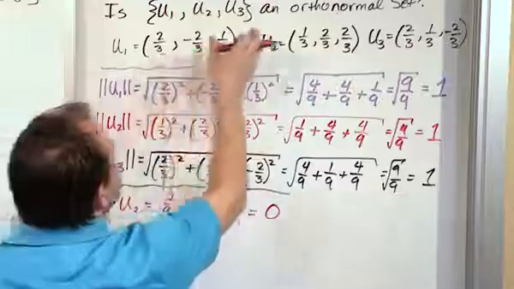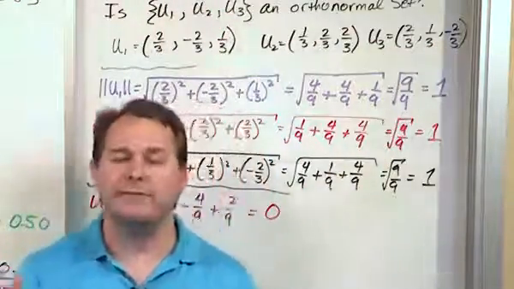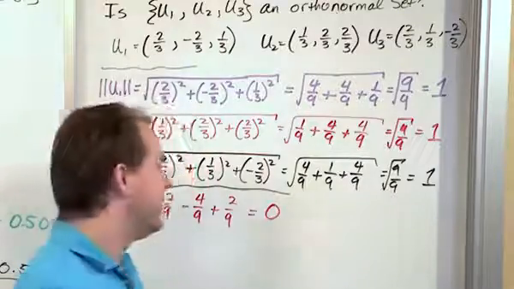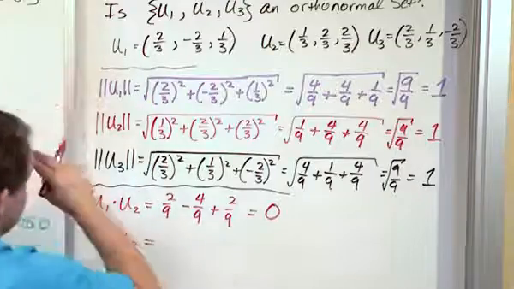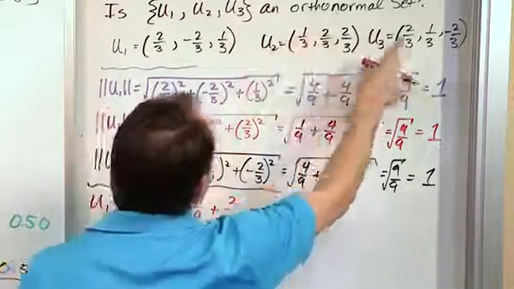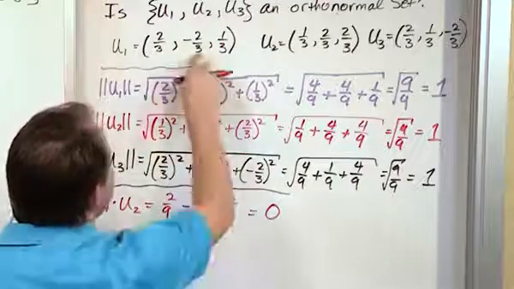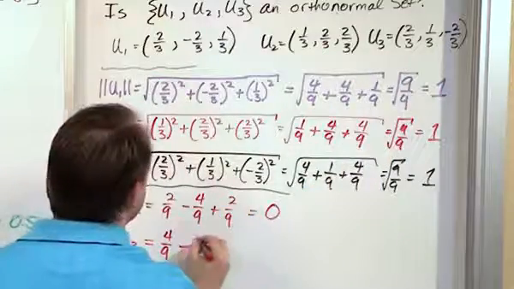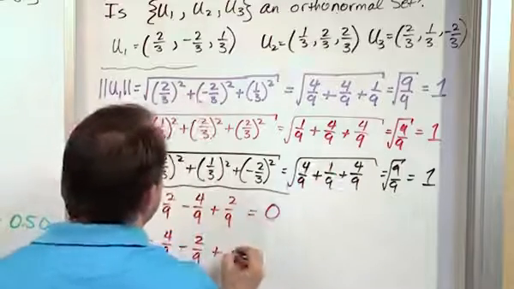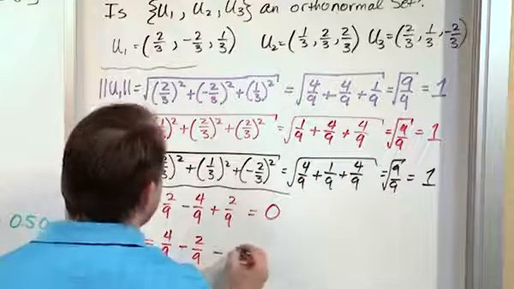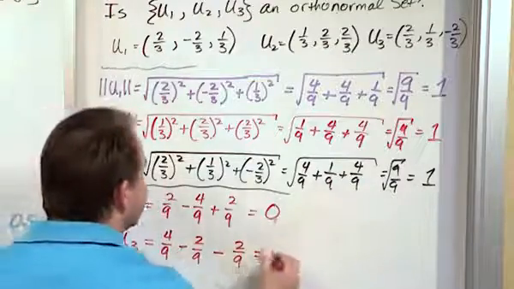Let's check this one compared to u3, because remember, for the whole set to be orthonormal, all of the vectors have to be 90 degrees from all of the other vectors. So let's check u1 dotted with u3. In that case, 2/3 times 2/3 is going to give me 4/9. And then here, negative 2/3 times 1/3 will give me negative 2/9. And then 1/3 times negative 2/3, again, is going to give me negative 2/9. 4 minus 2 minus 2 gives me 0/9, which gives me 0.